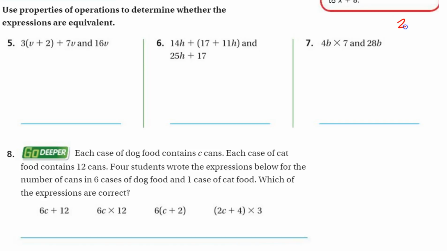All right, still on page 297. Now I'm just on the bottom part of 297. Let's go over some more examples. Okay, determine whether they're equivalent.